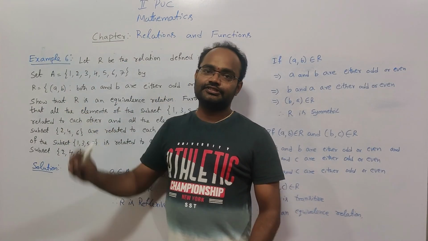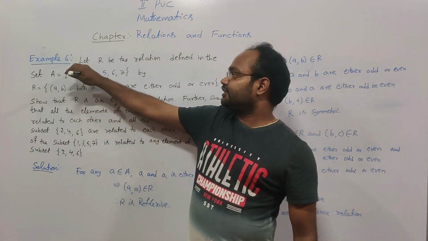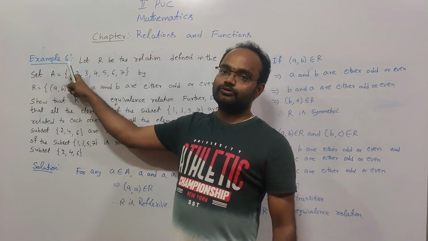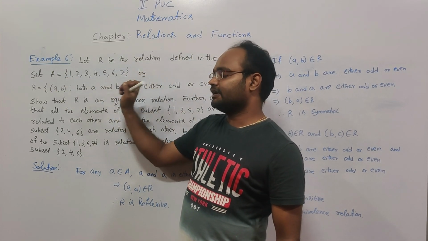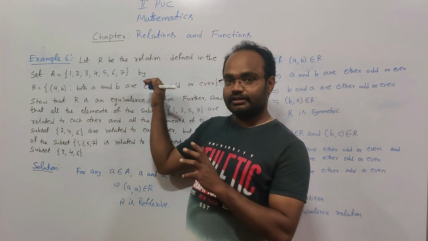Next we will discuss example number 6 in the textbook. The question is like this: let R be the relation defined on the set A = {1, 2, 3, 4, up to 7} by R = {(a, b) such that both a and b are either even or odd}.